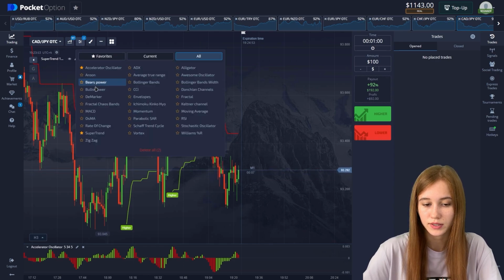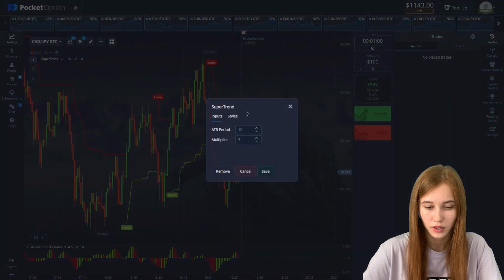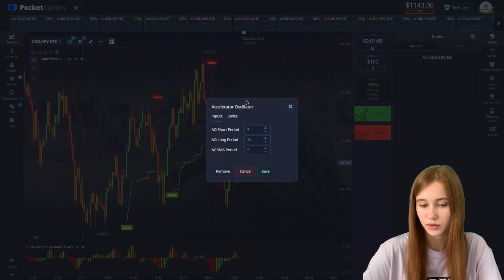Let me show you the settings. This is an oscillator and a super trend. Let me show you the super trend settings. Oscillator settings. We also traded currency pairs as today.